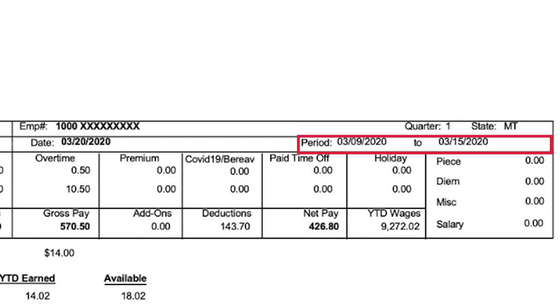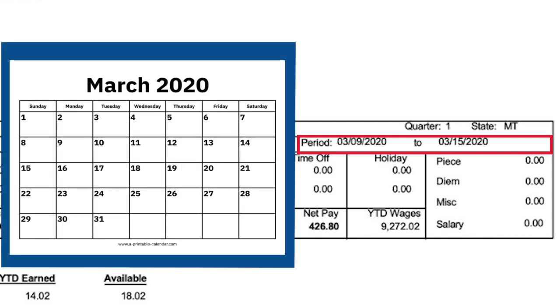Here at Dayspring, we are paid on a weekly basis, every Friday. Our pay period begins on Monday and ends on the following Sunday. So in this example, the pay period began on Monday, March 9th and ended on Sunday, March 15th, and the employee will receive their paycheck for this period on Friday, March 20th.